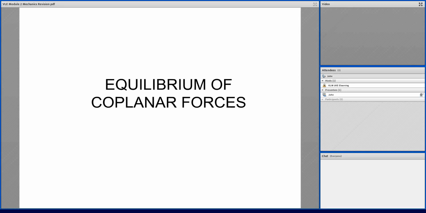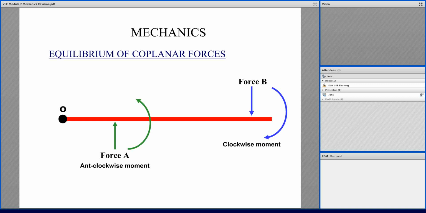Now a lot of the times, if we're going to solve problems involving forces, we treat them as being in equilibrium. We're only interested in two dimensions, so we're interested in the equilibrium of coplanar forces. And there's a couple of things that we need to know when dealing with the equilibrium of coplanar forces.